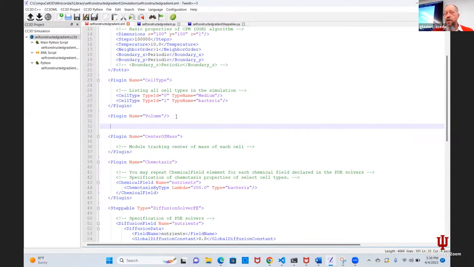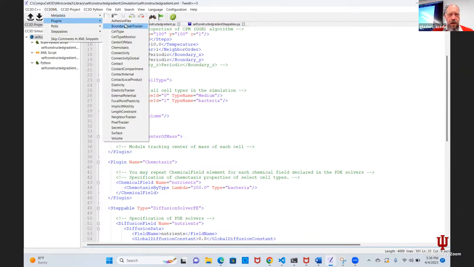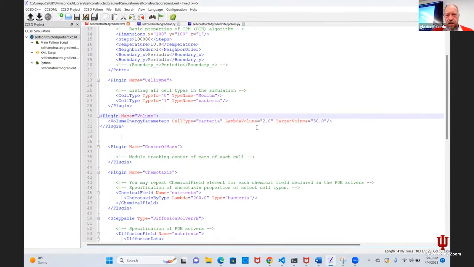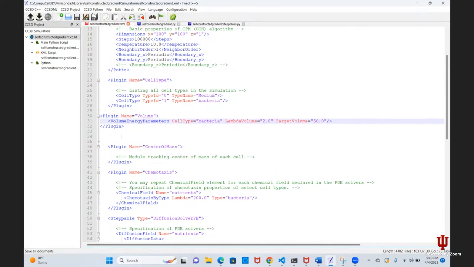If you're going to use the volume plugin that way, you'd have to specify the volume in Python. If you go to the CC3DML pull down menu, and you just go to plugins and you go volume, it will replace, you could say replace, and that'll give you what you need. Okay. You may want to change the values a little bit, but that's a start. Let's see what happens.